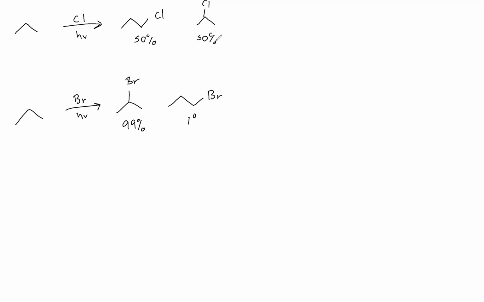Somebody said, but you can use it when there's only one type of hydrogen. Yes. So for example, if I had something like this, and let's say that this just has a bunch of fluorines around it or something, I could use chlorination with this and only make one product because there is only one group of hydrogens. Okay?